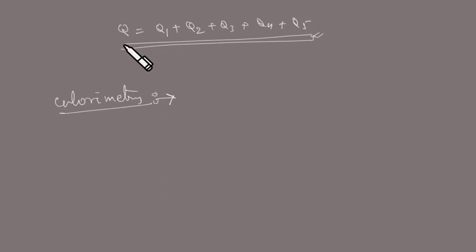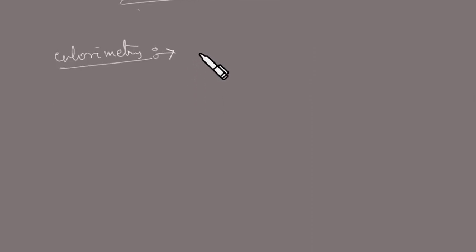By the way, the process that I have just discussed to calculate the amount of heat is very important to solve the problems in calorimetry. This is a basic formula for calorimetry. What is calorimetry? Calorimetry is the branch of science in which the amount of heat is basically measured.